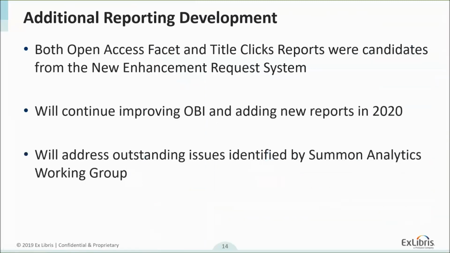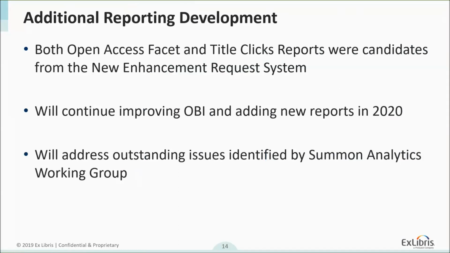One last thing I want to cover is talk a little bit about some of the additional reporting development we have planned. I want to call out that both Open Access Facet and the Title Clicks report were part of the new enhancement request system, or NERS, from Igloo and Illuna. So those were two reports that you had voted on in the past and said that you want to see appear in OBI. We'll continue to add new reports in 2020.